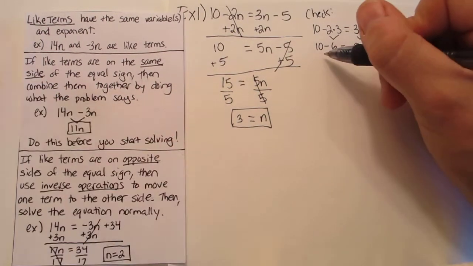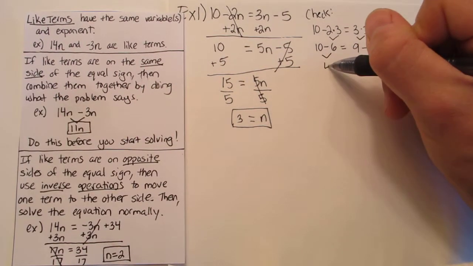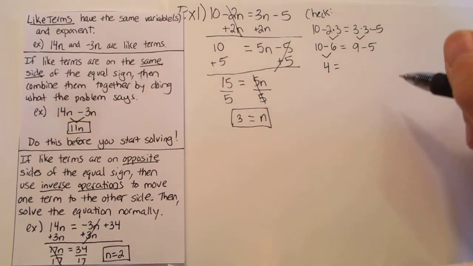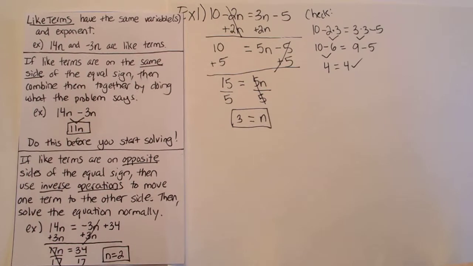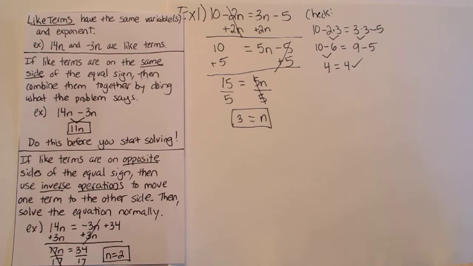So I'm going to keep simplifying the left. 10 minus 6 is 4. Bring down the equal sign. 9 minus 5 is 4. So hooray, I know I got it right, because the left-hand side and the right-hand side are equal. So that's example 1. Let's take a look at example 2.